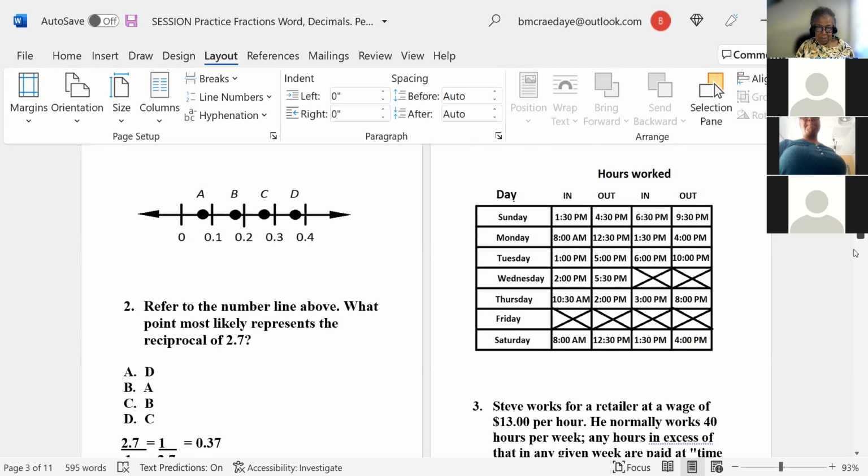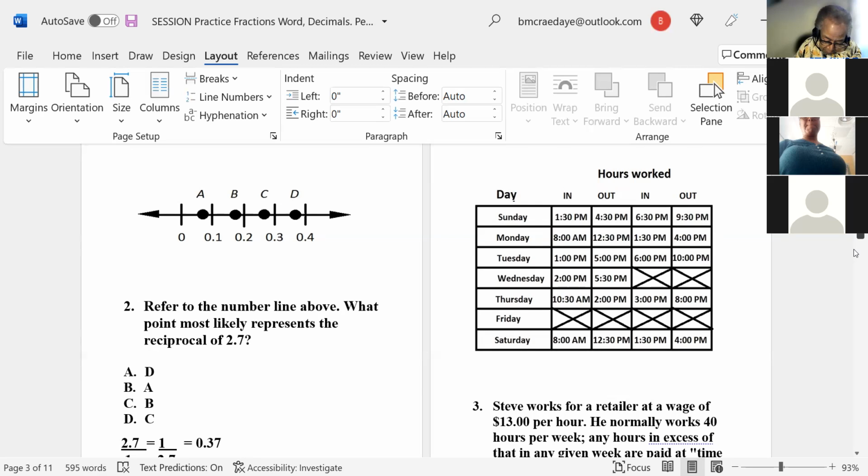Anybody have the total hours? I still have to get out the time and a half. Anybody have the total hours that he worked based on this time card? I got 39 hours, miss. What did you get, Maureen? I didn't finish yet. 39 is not correct, Mercedes. Check your calculations. Okay, let me check it again.